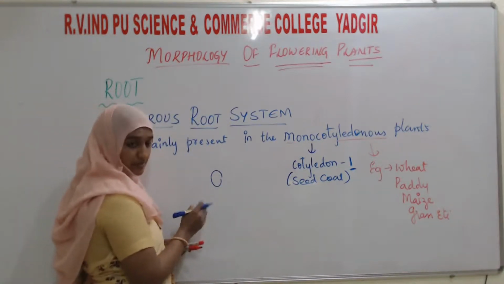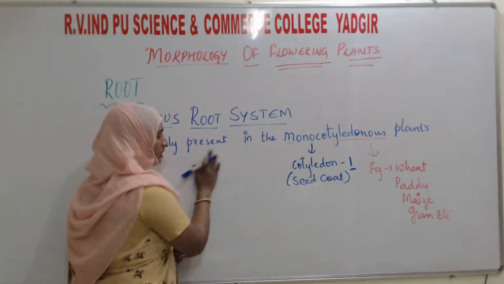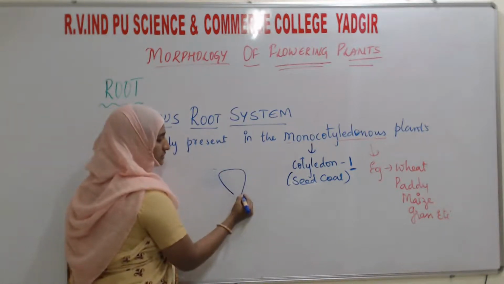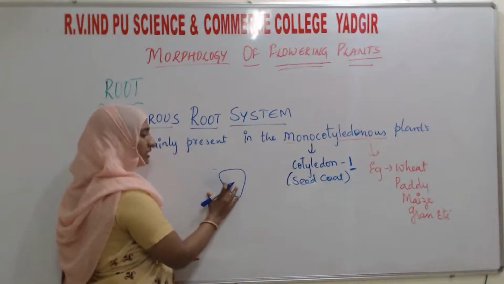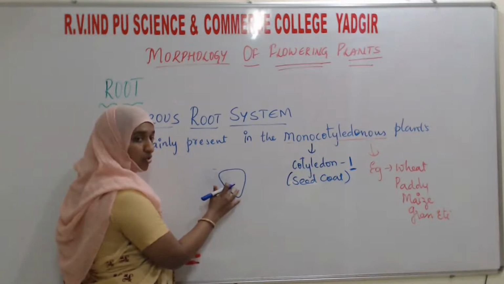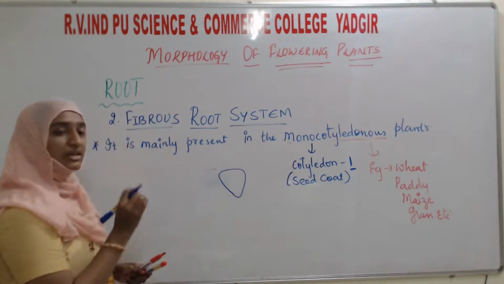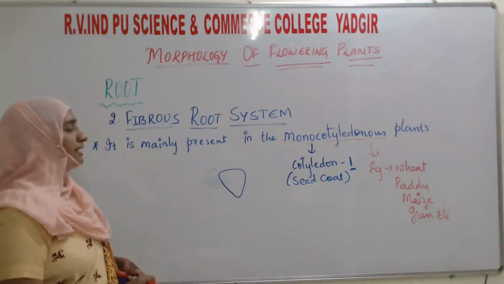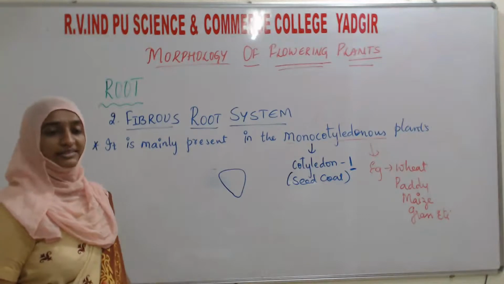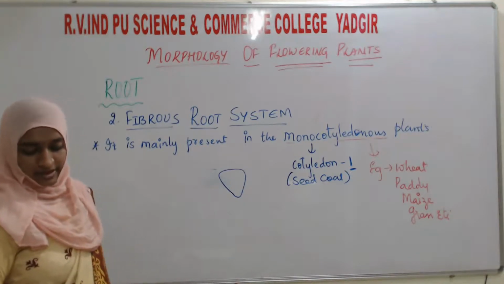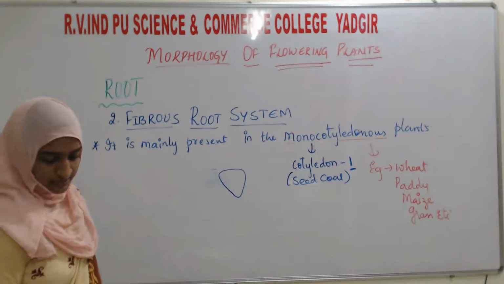Okay, how will the maize be? One example I will tell you. The maize will be like this. Only a single seed coat you will find there, a single cotyledon you will find there. That is known as the monocotyledonous plants.